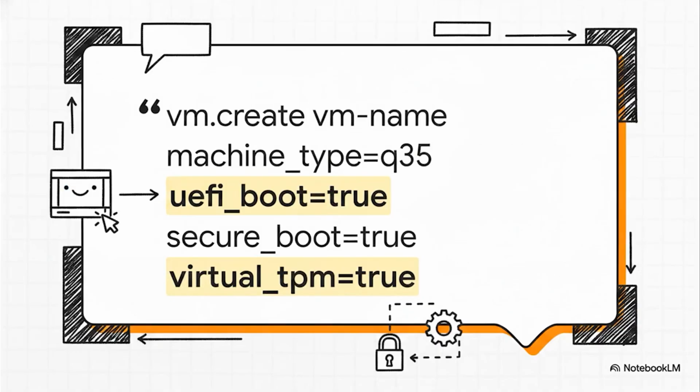But hey, if you're an automation fan using the Acropolis command line interface, or CLI, you're going to want to know the command line path. These are the exact arguments you've got to pass to provision a new vTPM VM. You use the vm.create command, but notice the specific flags here. You need machine type equals Q35, which is required for modern virtual hardware. Then UEFI equals true, Secure Boot equals true, and finally Virtual TPM equals true. Memorizing this exact command string? Yeah, that's a fantastic way to make sure you really understand the required dependencies.